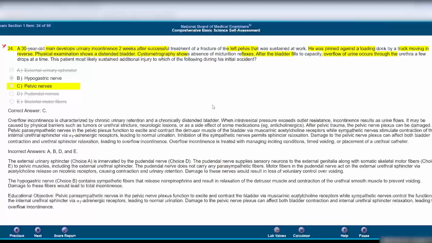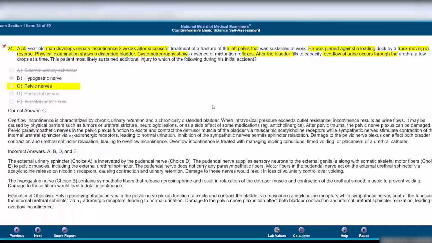I was 50-50 on this question and just didn't know exactly. The question: the patient has most likely sustained an additional injury to which of the following during his initial accident? I believe he had a seatbelt injury, though I'm not sure I remember this right. No, he was pinned against a loading dock by a truck moving in reverse, and the examination showed a descended bladder. Cystometry shows absence of micturition, and after the bladder fills to capacity, overflow of urine occurs through the urethra a few drops at a time.